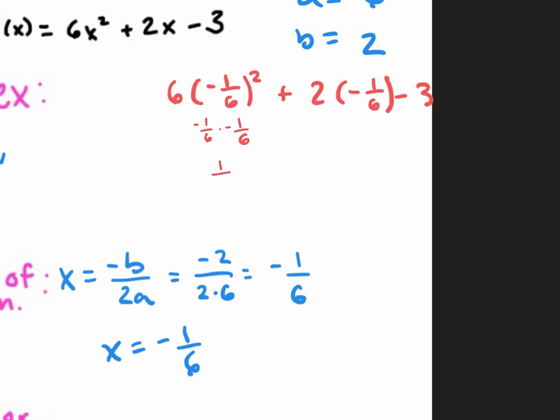And then we're multiplying this times 6. So this would be 6 over 36. What does 6 over 36 simplify to? 1/6. So we got 1/6 here. And then next, we're just multiplying the tops together and the bottoms together. So this would be negative 2 over 6 minus 3. If we want to give everything the same denominator to combine all of our fractions together, what do we do to this 3?